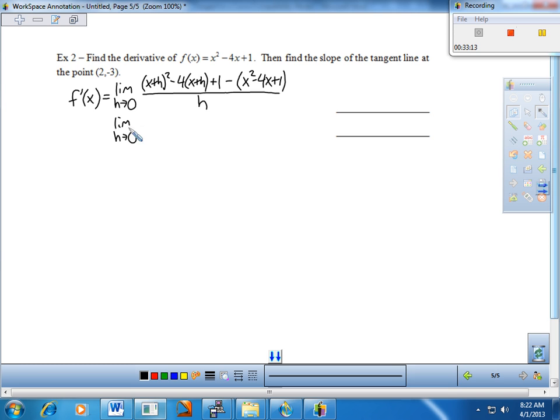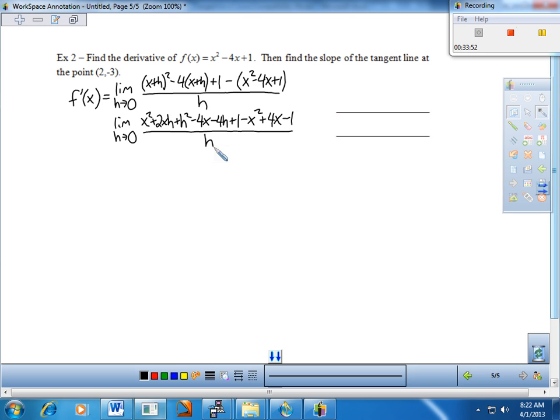So guys, let's go clean this up. I know you can pull this off. Again, you'll do a lot of this foiling, x plus h squared, so be ready for it. If I FOIL that out, I get x squared, 2xh, h squared. Now clean it all out here, guys. Remove those parentheses: minus 4x, minus 4h, plus 1, and then remove the parentheses on the back with that minus: minus x squared, plus 4x, minus 1, over h.